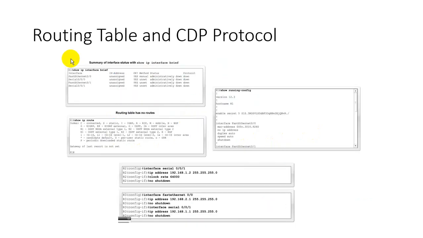We can see the routing table and a summary of the interface status with show ip interface brief. If you check show ip interface brief, we can find what IP addresses are assigned to each interface. The routing table has no routes, as you can see here. If we check the running config, we cannot find anything configured. So we will configure here.